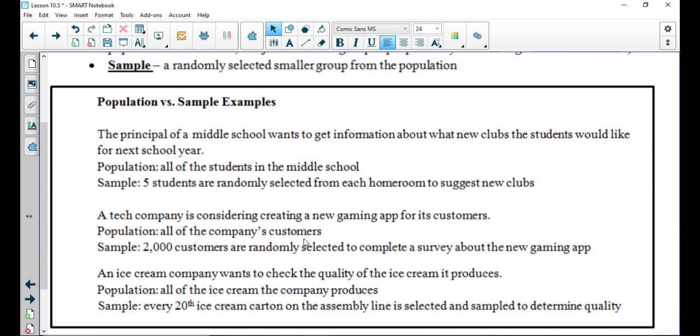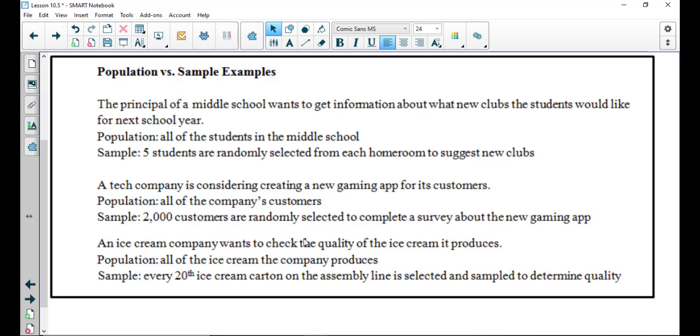So let's give you some population versus sample examples. For example, if we have the principal of a middle school wanting to get information about what new clubs the students would like for next school year, our population is all of the students in the middle school, but maybe we're not going to ask all of the students in the middle school about what clubs they would prefer, although we could do that. A sample could be 5 students randomly selected from each homeroom to suggest new clubs. This way, we're randomly selecting them, and we're choosing students from each homeroom, so not just from one grade level or just from one homeroom. We want to try to make sure that it's representative of the larger population. And again, I mean the sample in that case. We want that to be representative of the entire population.